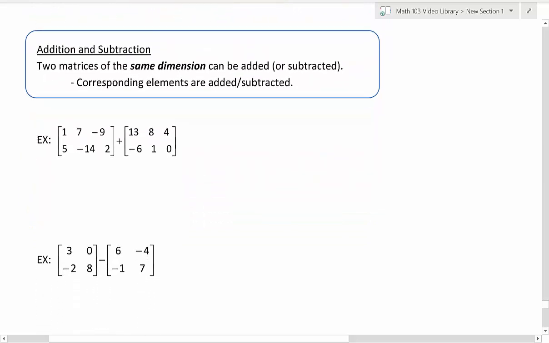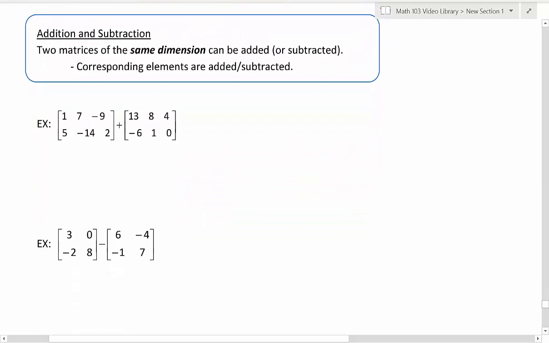When adding and subtracting matrices, the two matrices have to be exactly the same dimension. If you're asked to add matrices that aren't the same dimension, then you say, I can't perform this addition. What we're going to do when adding or subtracting is simply add or subtract corresponding elements. And corresponding elements are elements that are in the same position of each matrix.